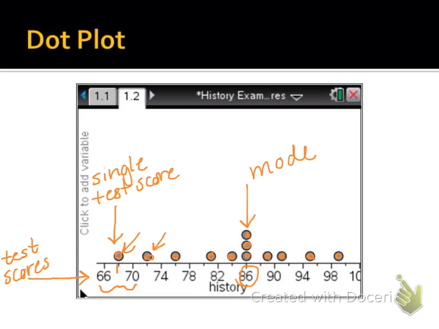So this is what a dot plot would look like, and as you can tell, this is something we can do on the TI Inspire, so I'll show you how to do that tomorrow. For right now, you just want to get a feel for what these different representations look like. Okay.